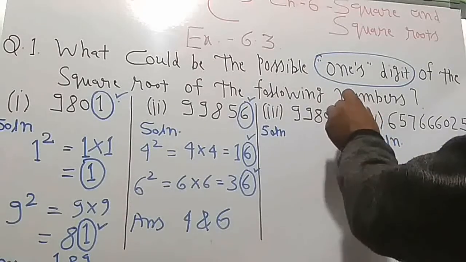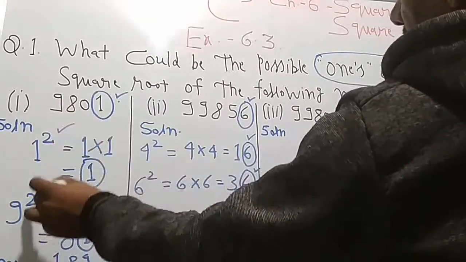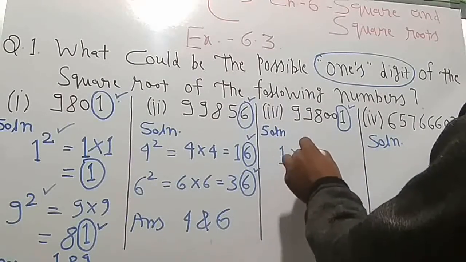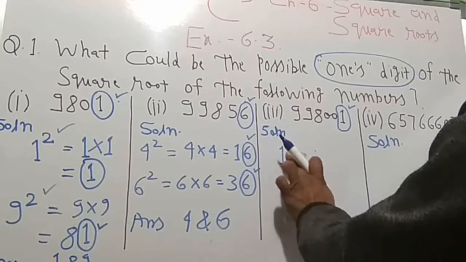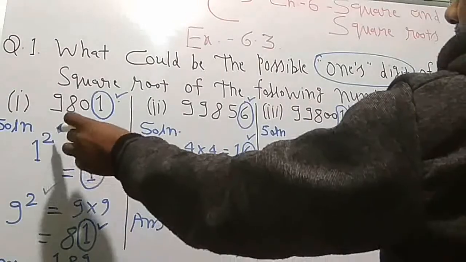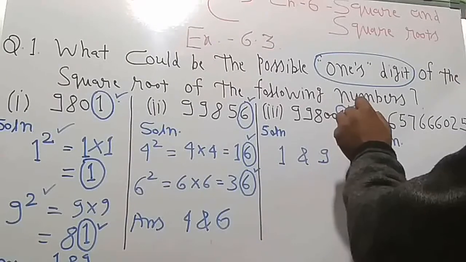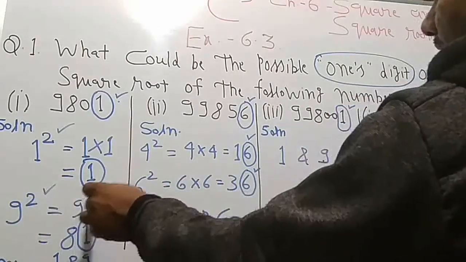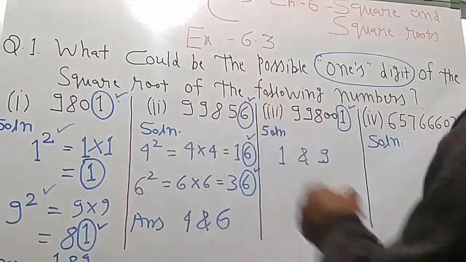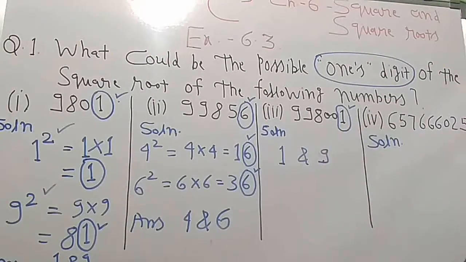Now the third number, that is 998001. In this case the ones place digit is 1. We already checked here, it is 1 square and 9 square. So the answer of this question is 1 and 9. Because in the case of 1, when we take the square of 1, that is 1 multiplied by 1, gives 1, and we need the ones place digit to be 1. In case of 9, it is 9 multiplied by 9, that is 81. In this case, again the ones place digit is 1. So the answer of this part is 1 and 9.